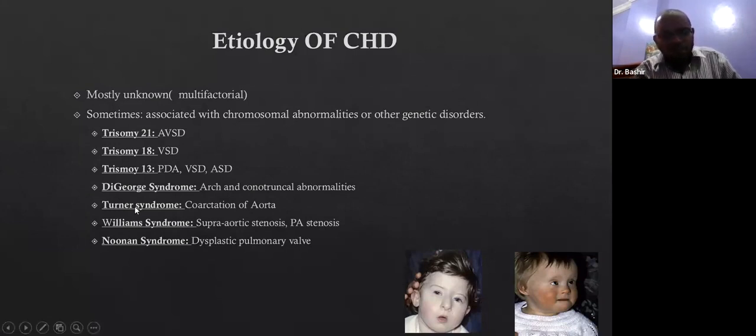Also, Turner syndrome is associated with coarctation of the aorta. 20% of Turner have coarc. Williams syndrome is associated with supravalvular aortic stenosis and pulmonary artery stenosis. Noonan syndrome is associated with hypertrophic cardiomyopathy, or also associated with dysplastic pulmonary valve.